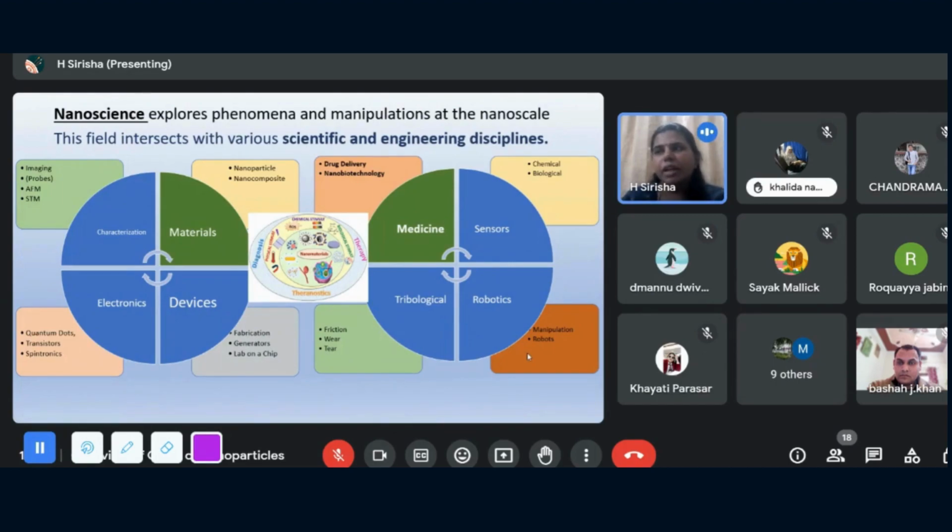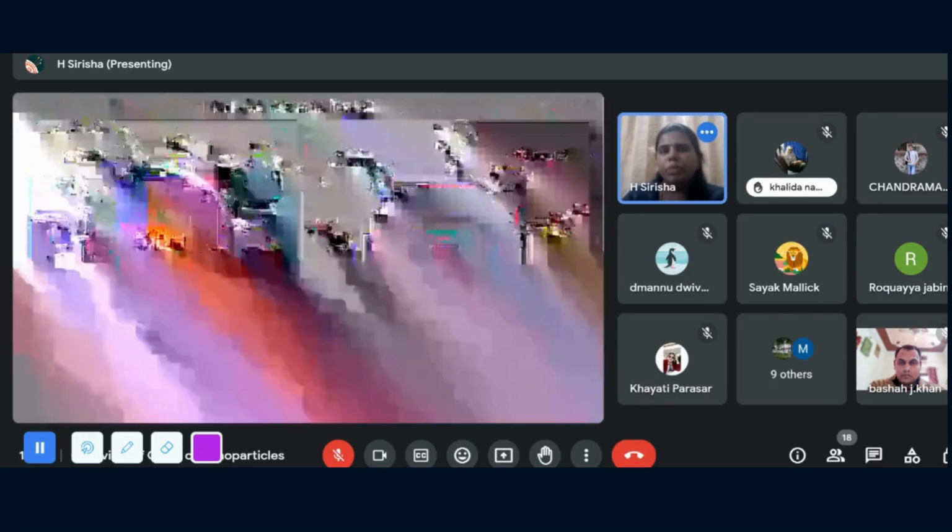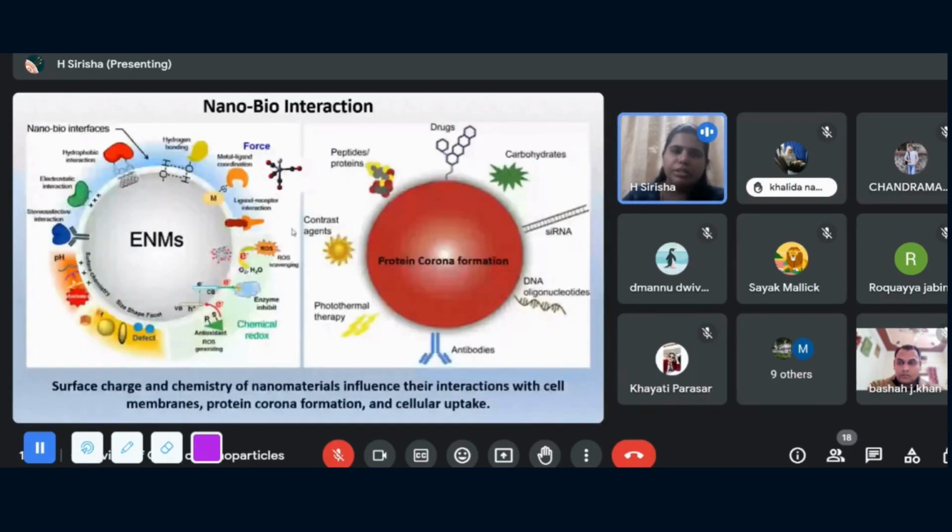Nanoscale is nothing but manipulation of matter at a size range of 10 to the power of minus 1. Then it has different tribological properties. To study nano-bio interaction, I have divided this diagram, which represents the engineered nanomaterial, with respect to the physical-chemical phenomena, and this is with respect to the cellular aspect of it.